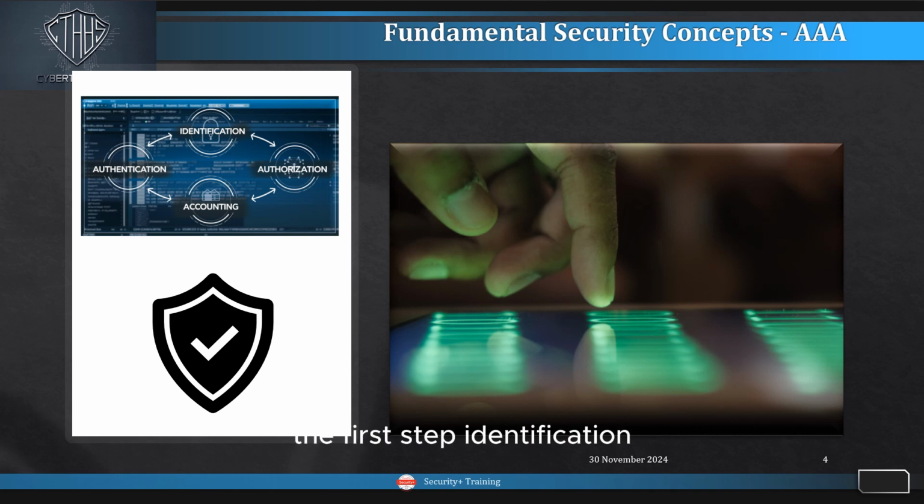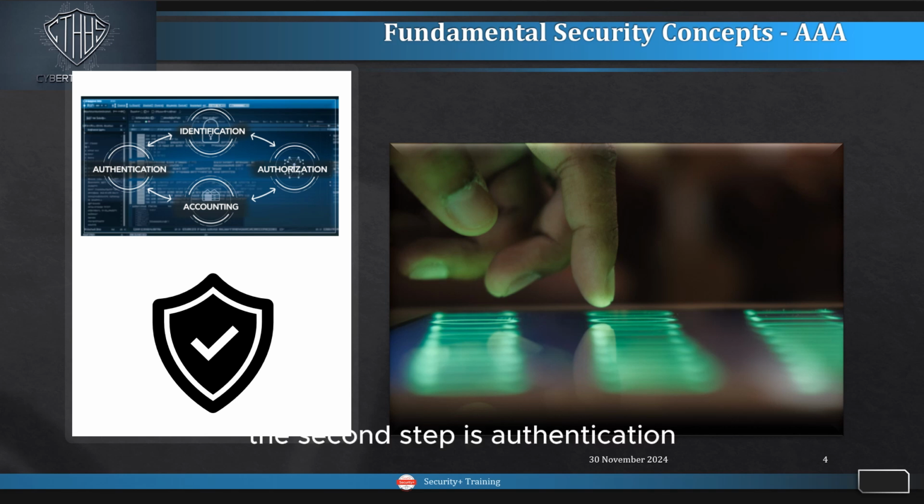The first step, identification. It involves the individual claiming their identity. No proof is required at this stage. It is just an identity assertion. For example, in a physical setting, if you want to enter a secure office building, you might walk up to the security desk and say, "Hi, I am Charles Mukibi." It's important to note that this is merely a claim that could be false.